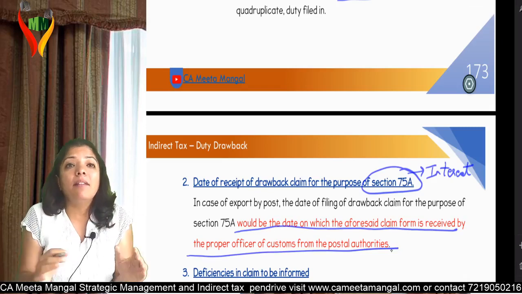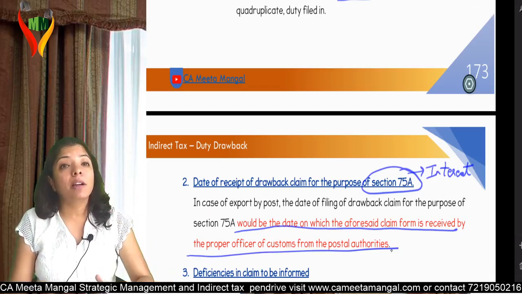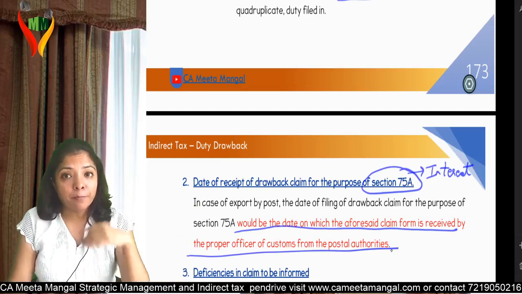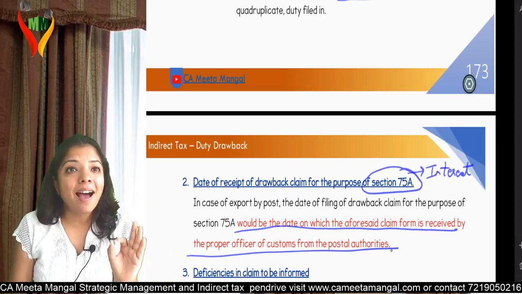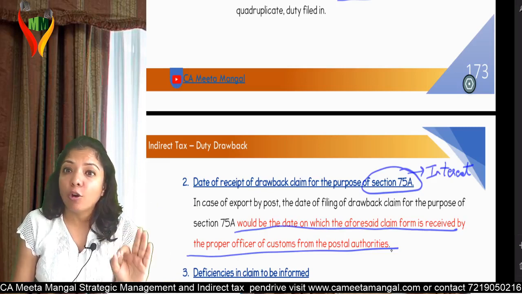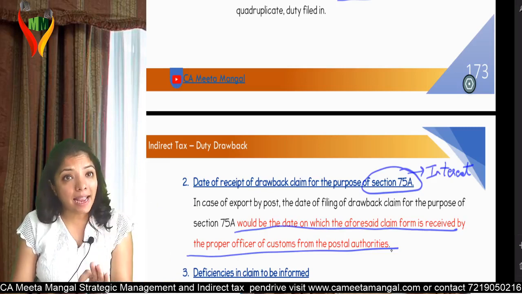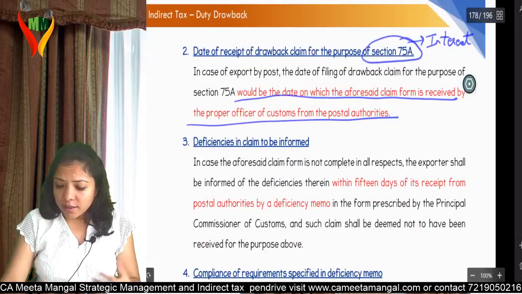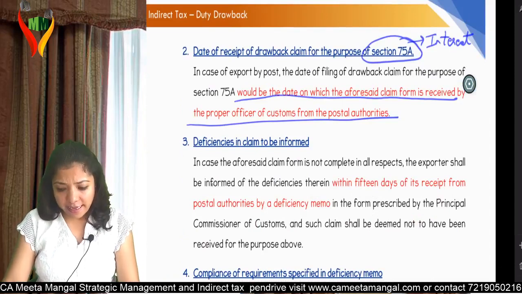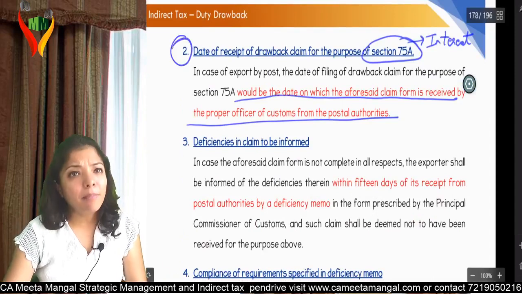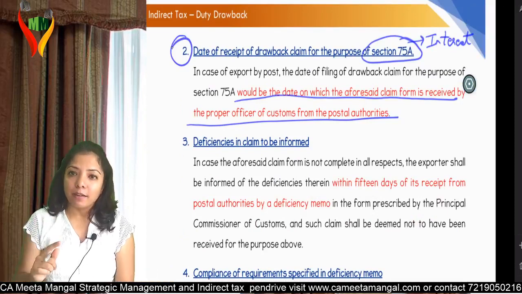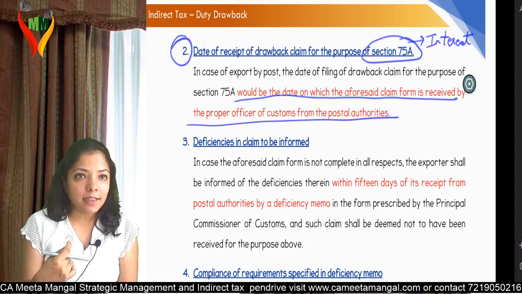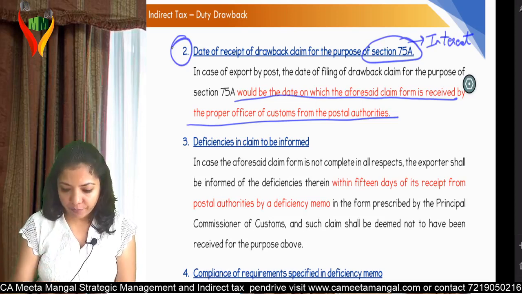Boss, I have given it to the postal authority. Now the postal authority will give it to the customs officer. That day will be considered the date of claim. Am I clear? Now, deficiency in claim to be informed. Normally this is the date: the day the postal department gives the copy of the claim to the proper officer will be considered the date of claim. Am I clear?